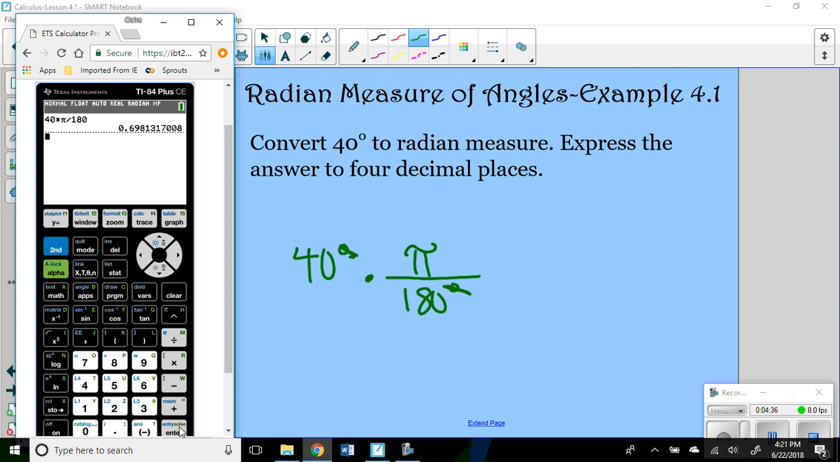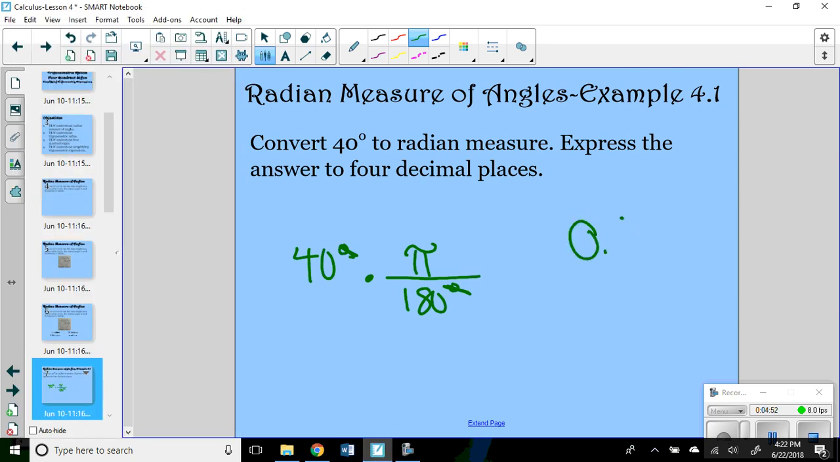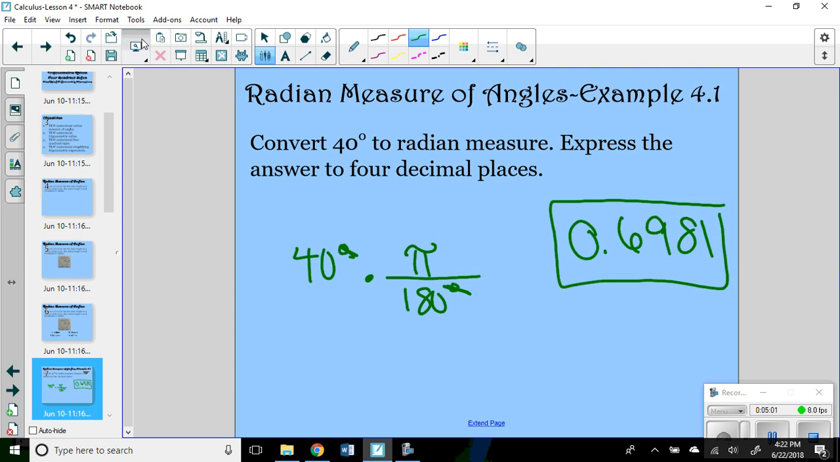Don't ever use 3.14 unless it says specifically to use 3.14 for pi. And it says write it to 4 decimal places, so 0.6981 would be your answer. Okay, so that's how you would work through that one.